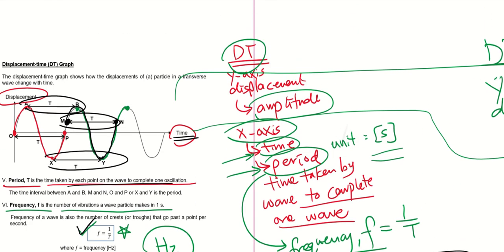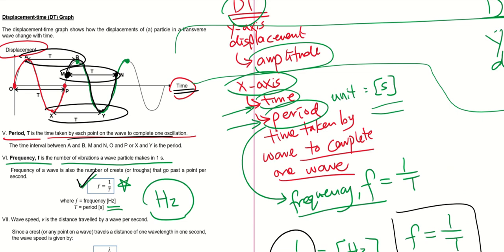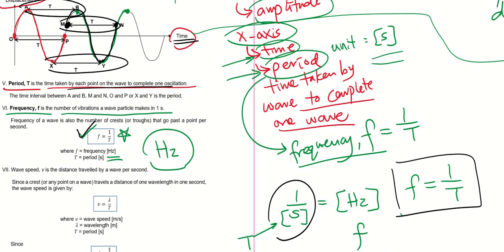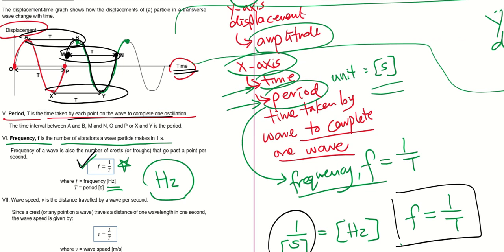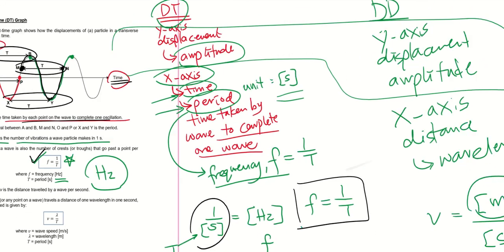That means from the DT graph, I can get two things from my x-axis. Actually, strictly speaking, it is one thing. It's the period from the x-axis. But with the formula, I can get another thing called frequency, because frequency is 1 over period. Once you have determined your period, you can flip it and get your frequency. Then now we'll combine these two graphs together.